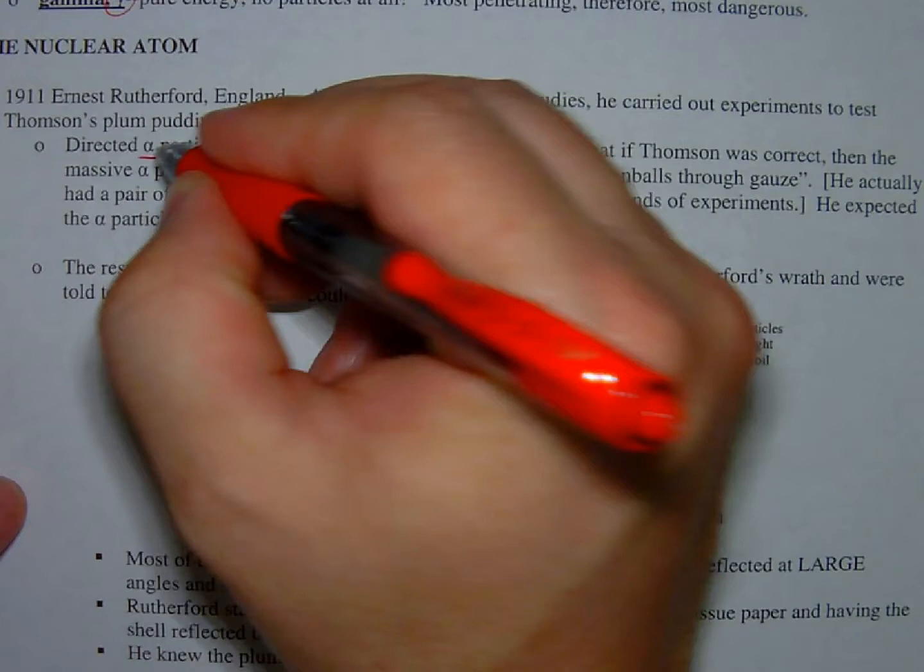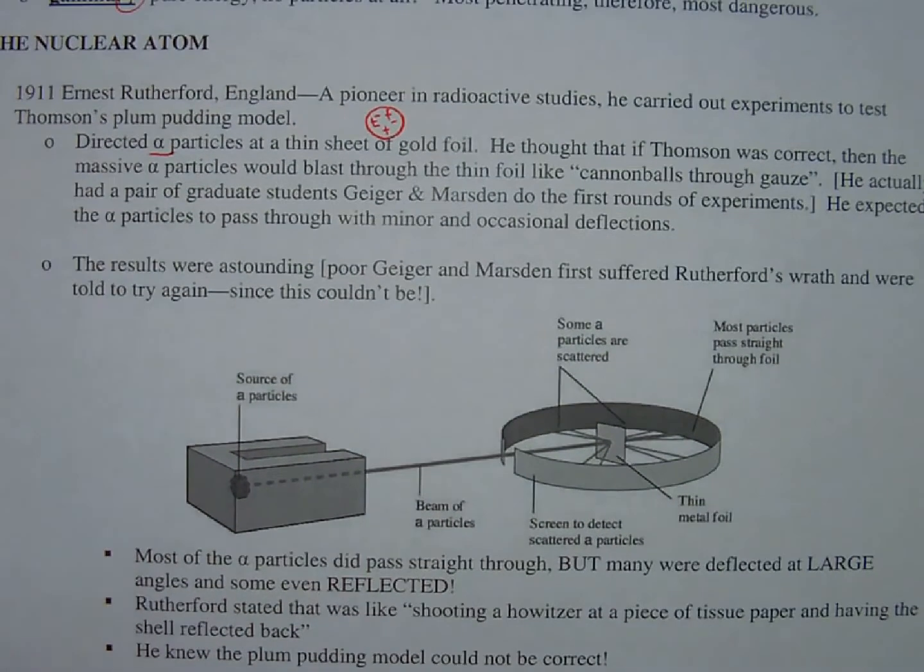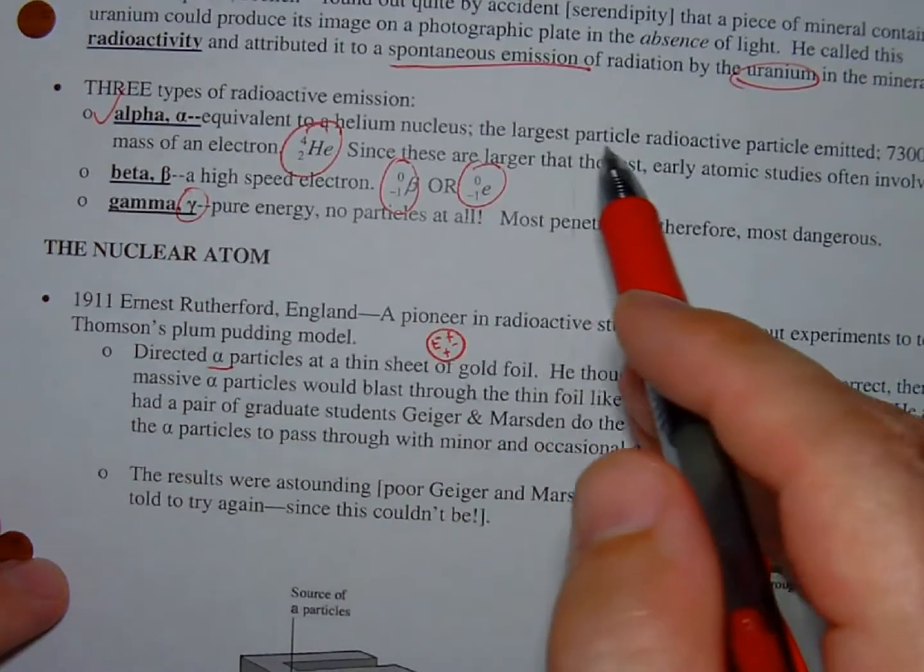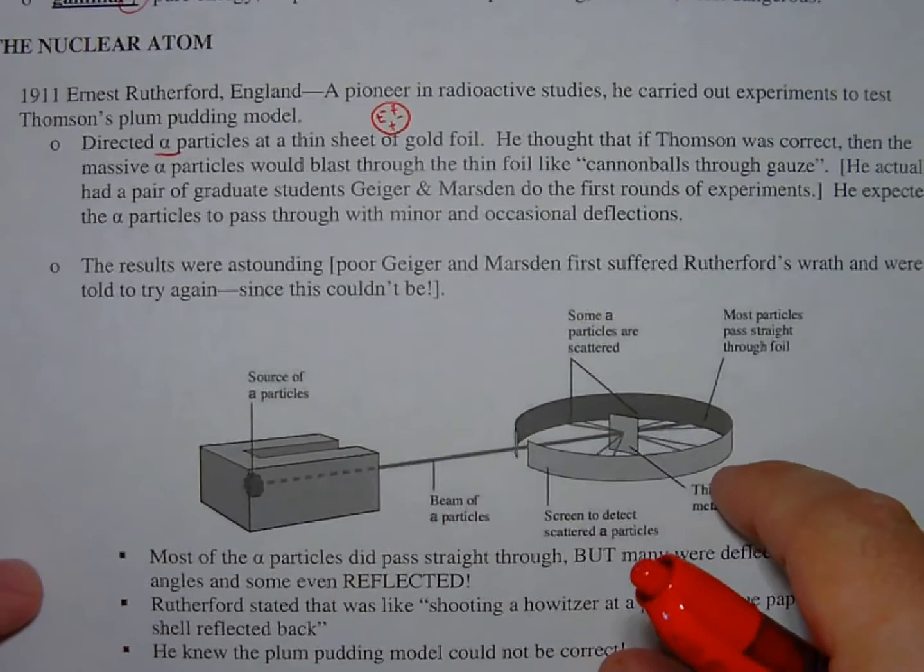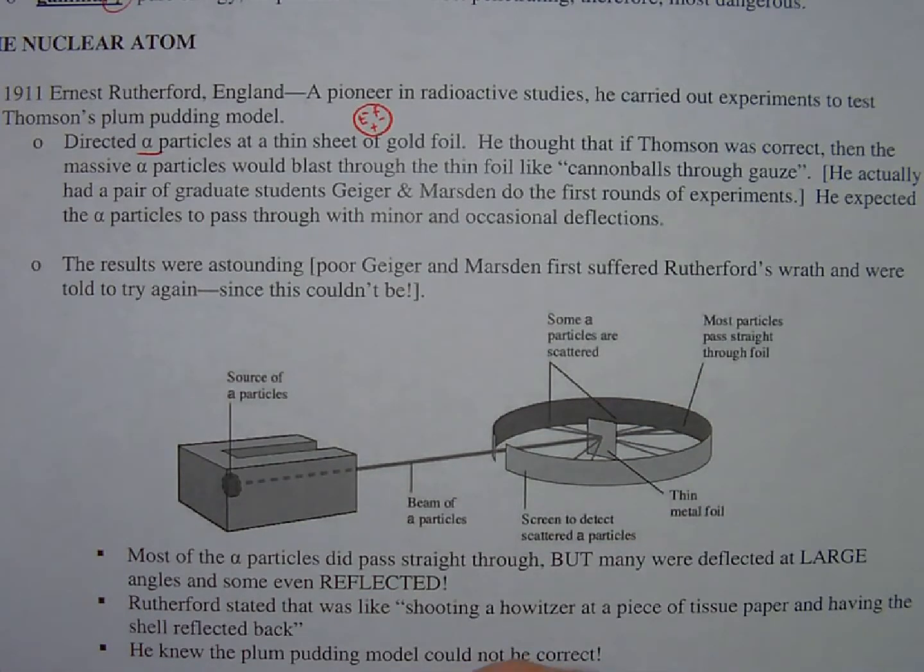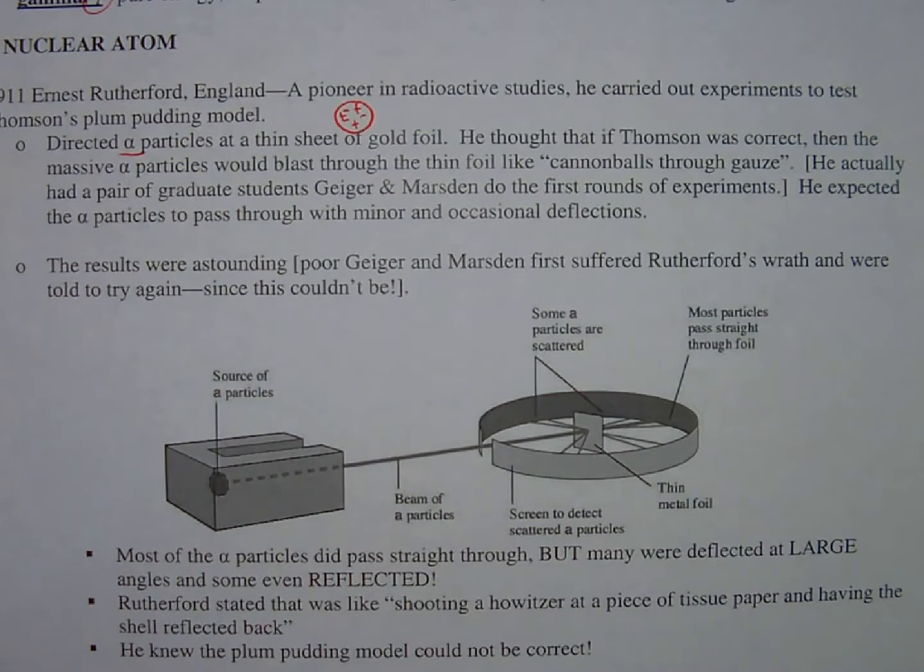And so because he was an expert in alpha decay, he had the capacity and the knowledge to direct alpha particles at a thin sheet of gold foil. He thought that if Thomson was correct, then the massive alpha particle, remember, it's the largest particle of radioactive decay that can be emitted, would blast through the thin foil like cannonballs through gauze.